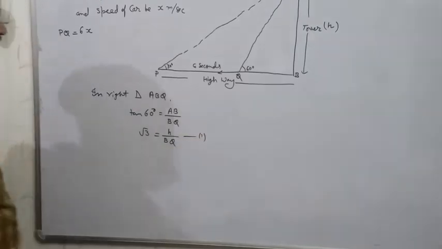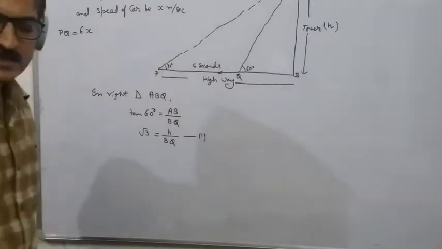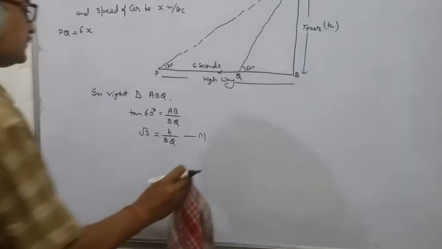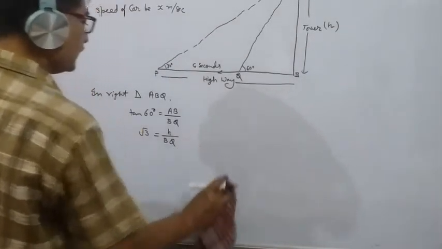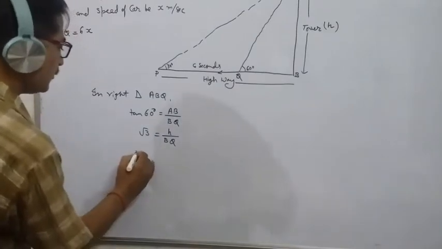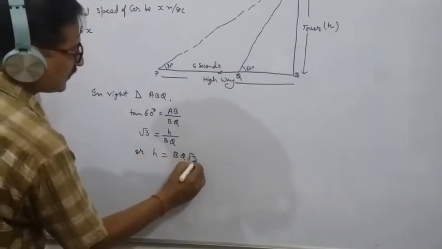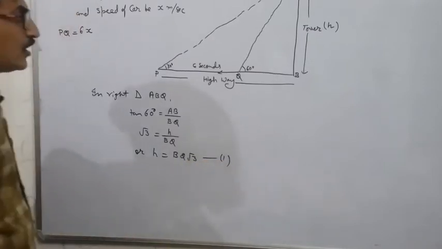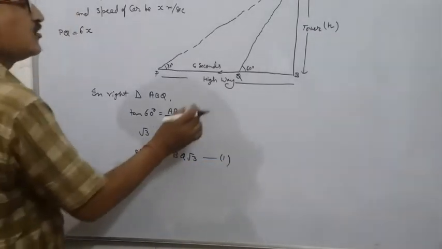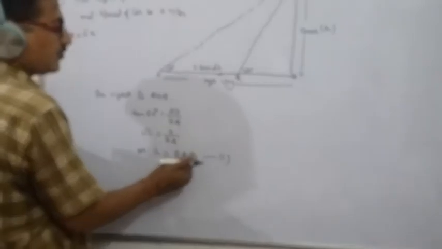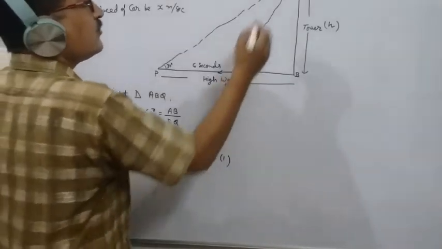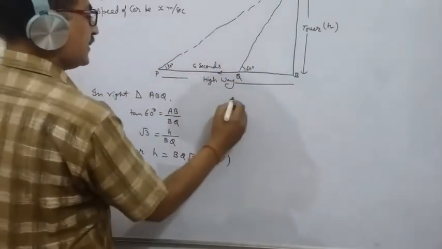This is the first one. Our H equals BQ root 3, write down. Write down our H equals BQ root 3. This is the first one. Now we have the relation between H and BQ: H equals BQ root 3. Now we will take right triangle ABP.